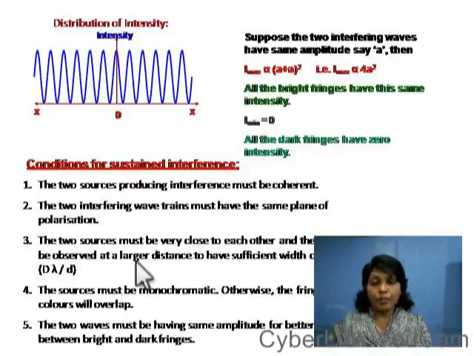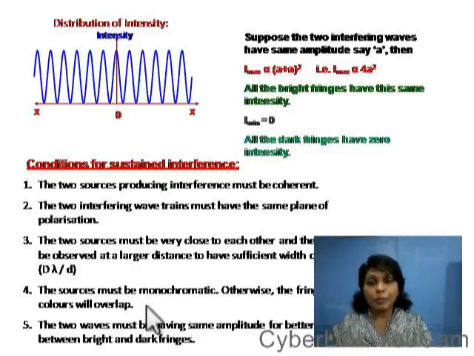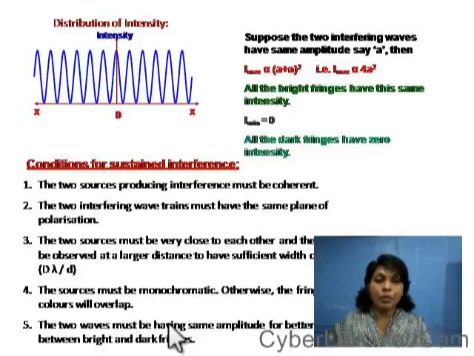of the order of 1/10 of a millimeter or so. And the sources must be monochromatic. If not, the fringes will be colored and will overlap. And the waves must have the same amplitude for complete dark regions.